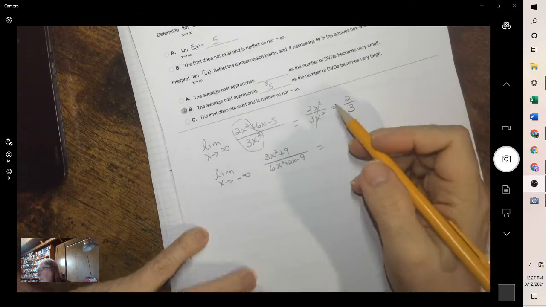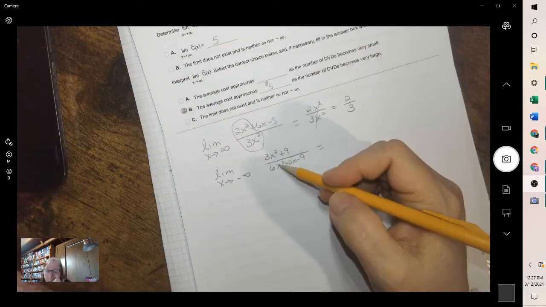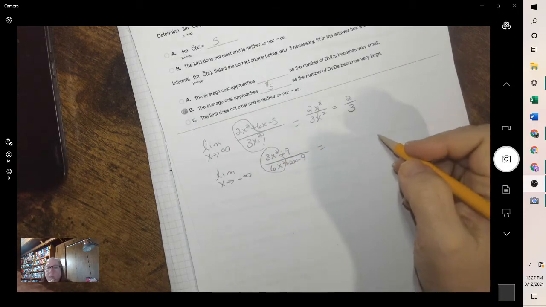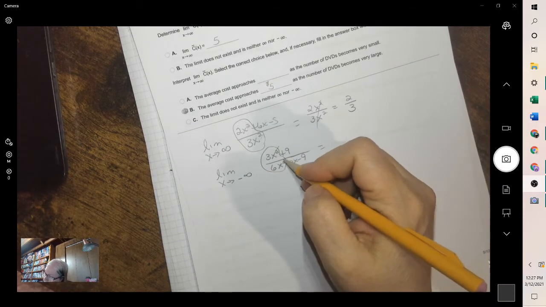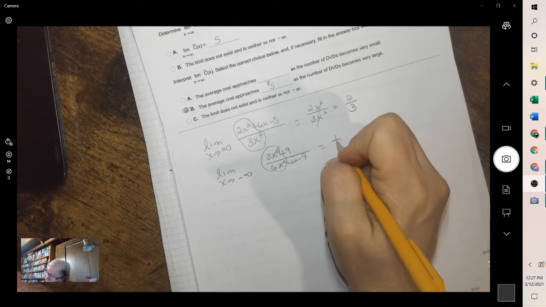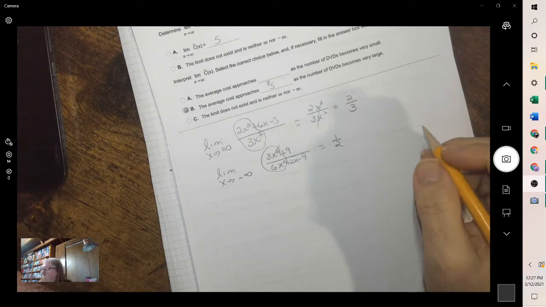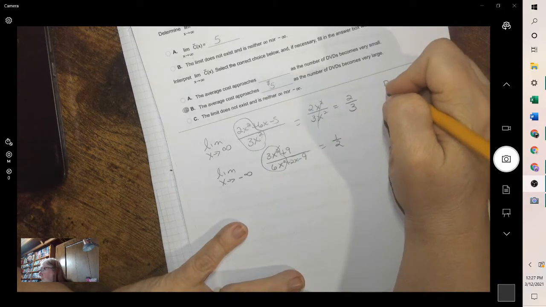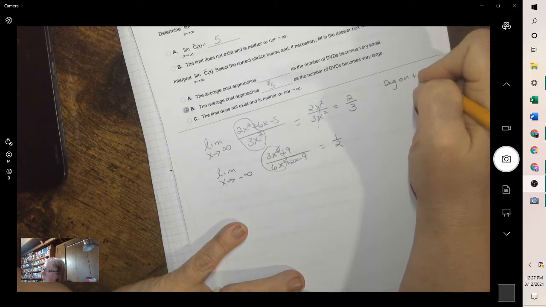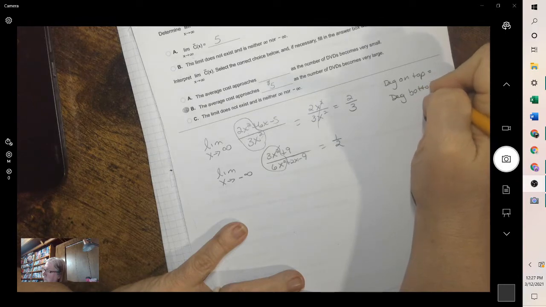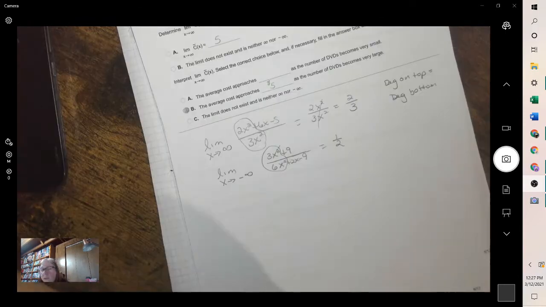So if we have this one, again, the degree on the top and bottom is 2. So you take those largest 2 terms and reduce them. The x squareds will cancel, 3/6, 1/2. So that's the one case, degree on top equals degree on bottom. If it does, reduce the 2 largest degree terms, and that's your answer.